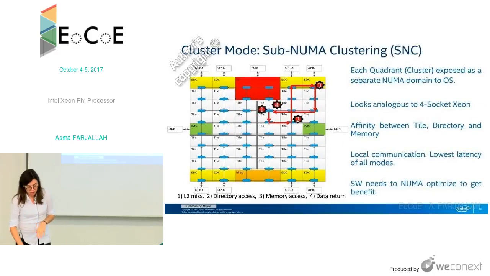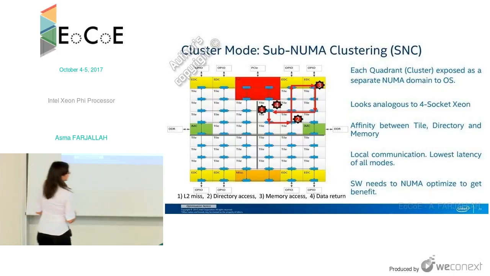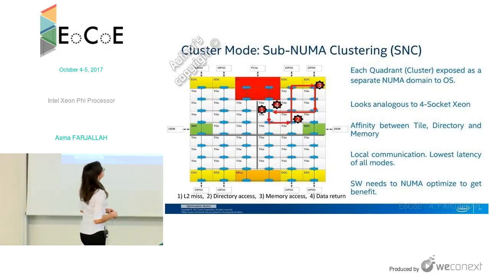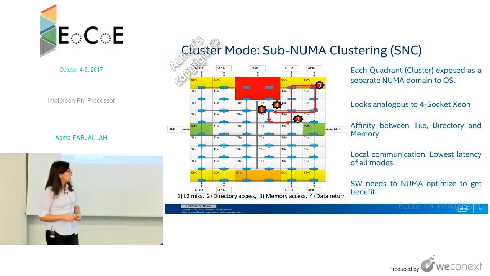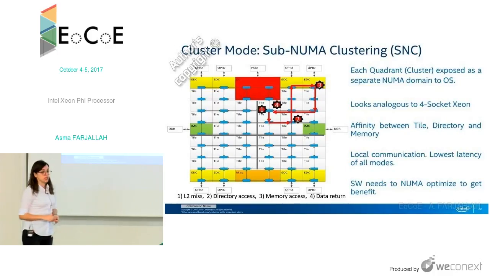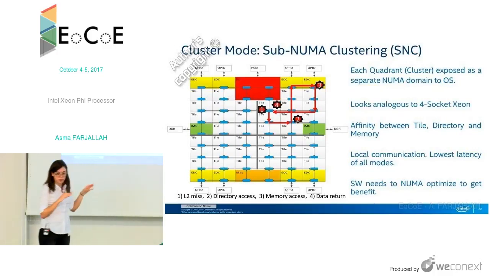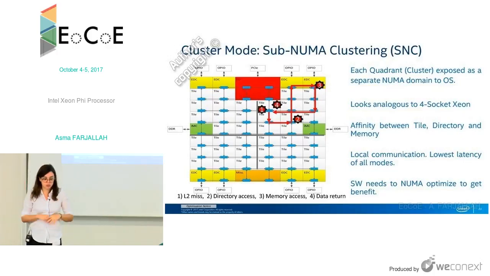The last one, which is theoretically the best one because it's going to have the smallest latency with better bandwidth, is equivalent to a 4-node socket, and it's Sub-NUMA clustering. So you can imagine it as a 4-socket node, and you have really the smallest path you can have between your L2 miss, your core, your directory, and your memory.